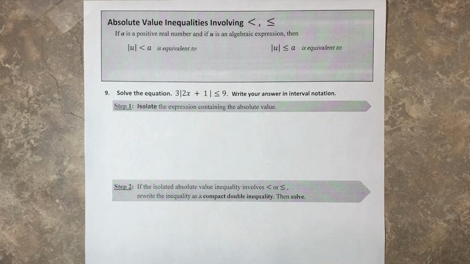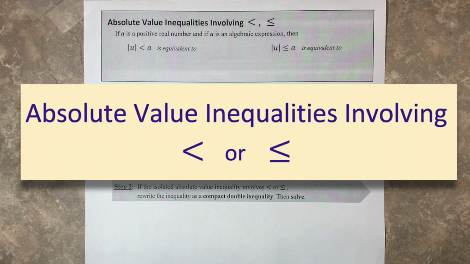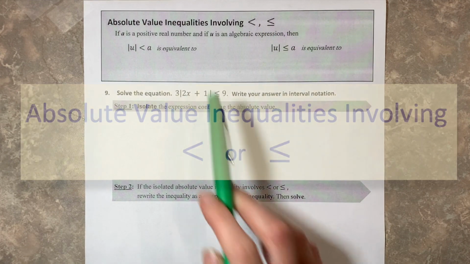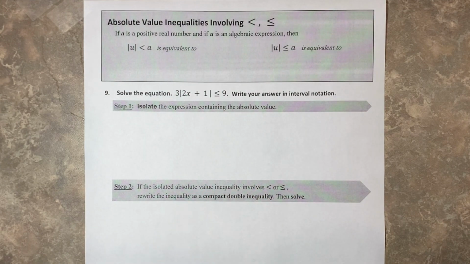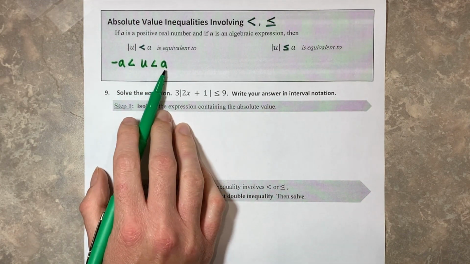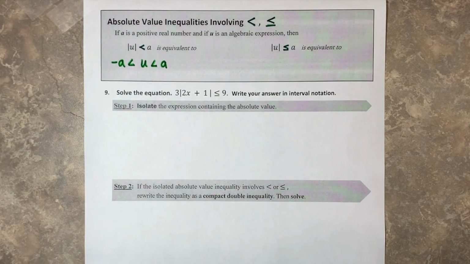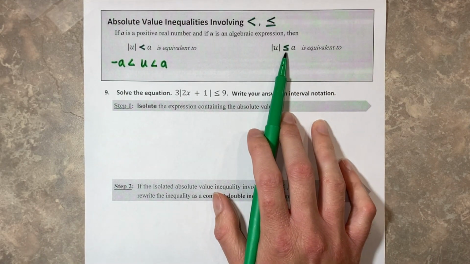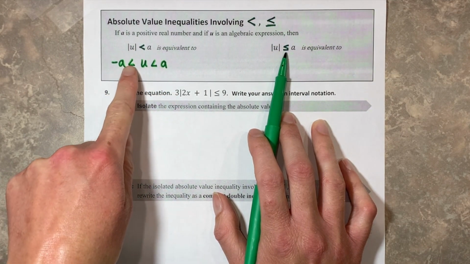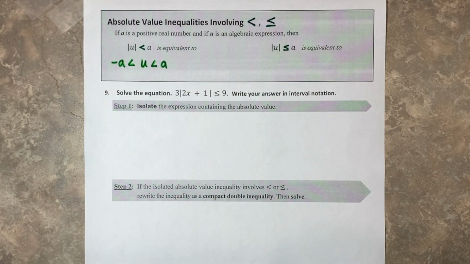So for the next two examples, we're going to be looking at absolute value inequalities involving less than or equal to symbols. We'll first write the general rule, and then we'll look at a couple examples. If you see an absolute value inequality involving a less than symbol, to solve it, we rewrite it using a compact double inequality, which looks like this. U is between +a and -a. If we see an absolute value inequality with a less than or equal to symbol, we rewrite it in this same exact form. The only difference is we replace these less than symbols with less than or equal to symbols.